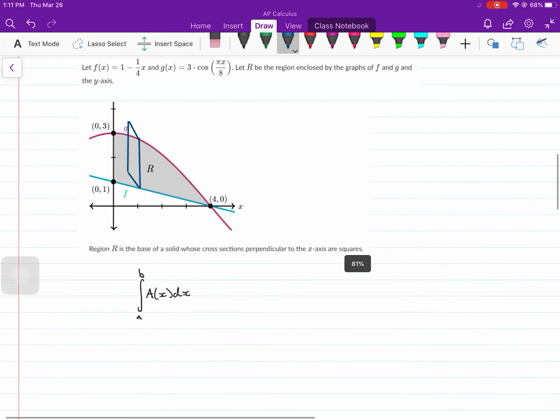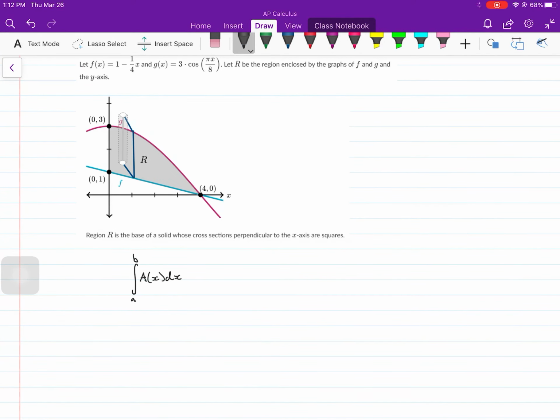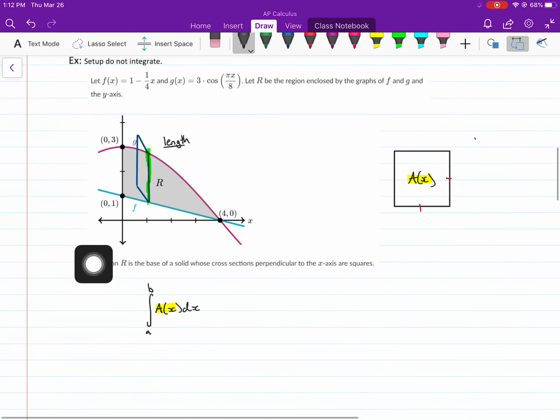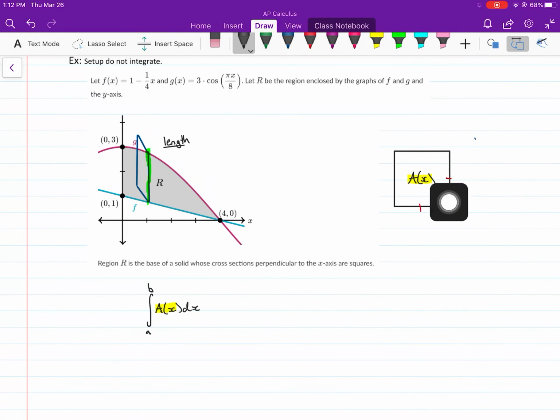What I would highly recommend on these cross-section problems is to draw your square, or whatever shape you're dealing with, and write it over here, because the goal is that A of x is the area of this shape. So we've got to figure out the area of the shape. It's a square, so technically all our sides are congruent, which makes things kind of easy. If I can figure out what this length is right here, then that's going to be the length of our square over here. I'm just taking this blue square and drawing it over here.